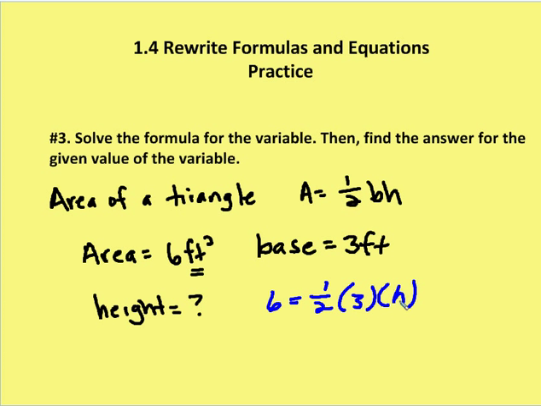And I want to isolate h on one side of the equation. We'll just leave it on the right-hand side for now. So I have 6 is equal to 1.5h, and then 6 divided by 1.5 is 4, so 4 is equal to your height, 4 feet. So 4 feet is your answer.